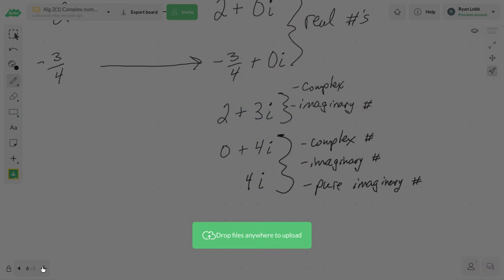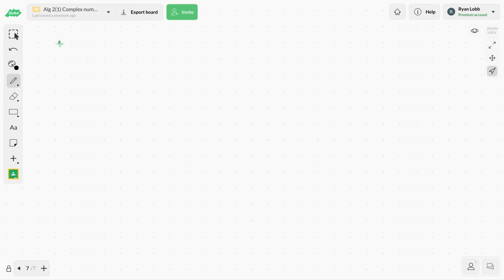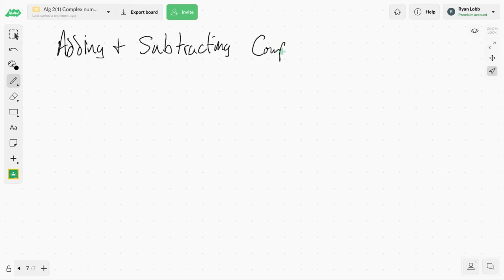So moving on, we're going to go with adding and subtracting complex numbers.